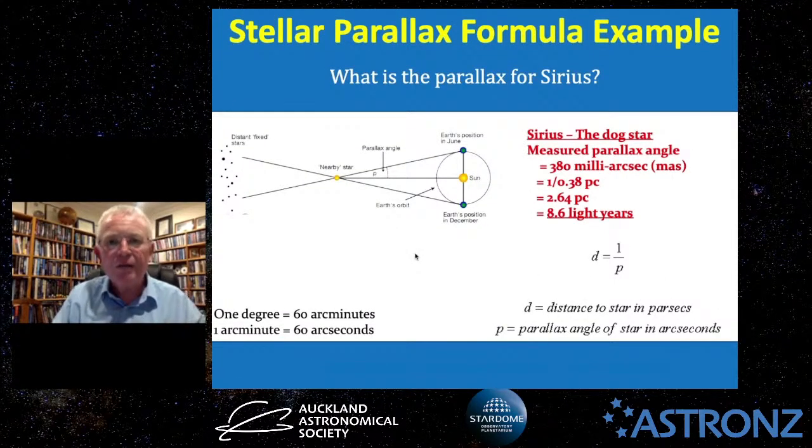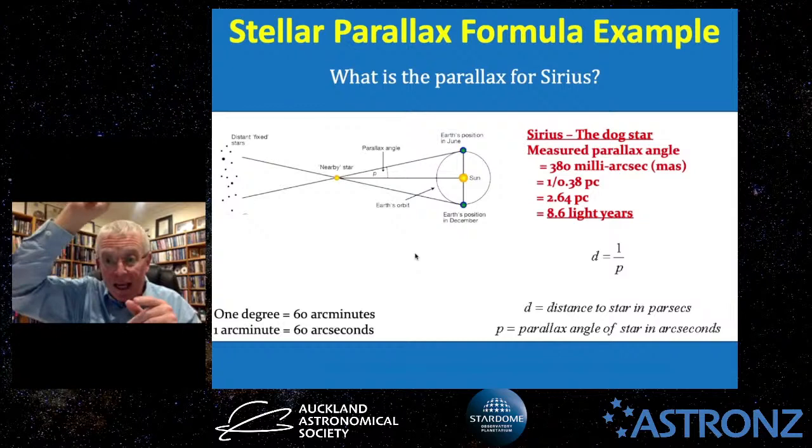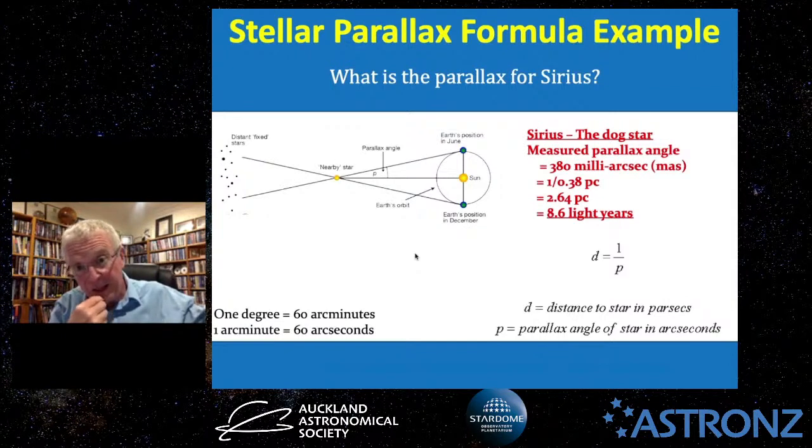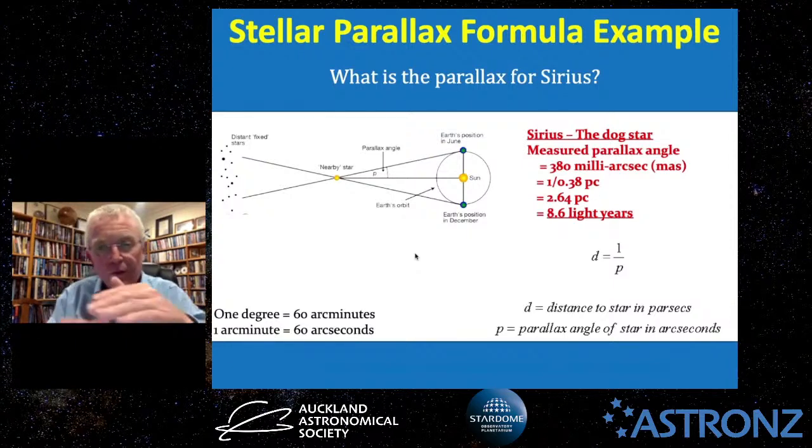So let's have a go at an example. Sirius, that's the brightest star in the night sky. It's called the dog star, in Canis Major. It's the brightest star in Canis Major. So at the moment, it would just be setting about now. You've got, or just set, Orion, that's sort of the pot, we call it the pot, but Orion, the hunter with his Orion's belt and the sword hanging down, we see it as the pot.